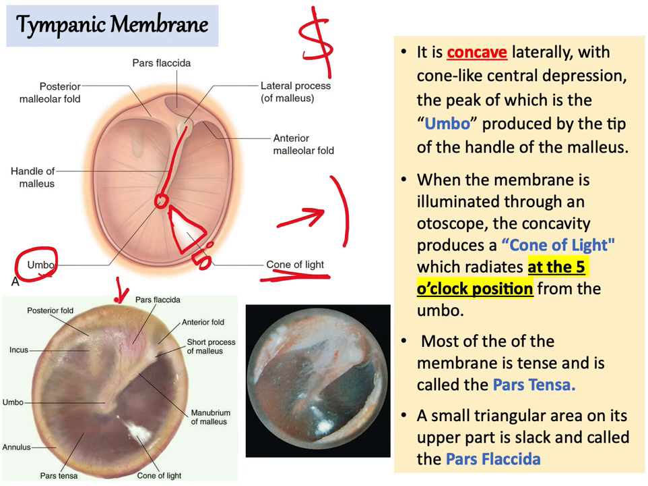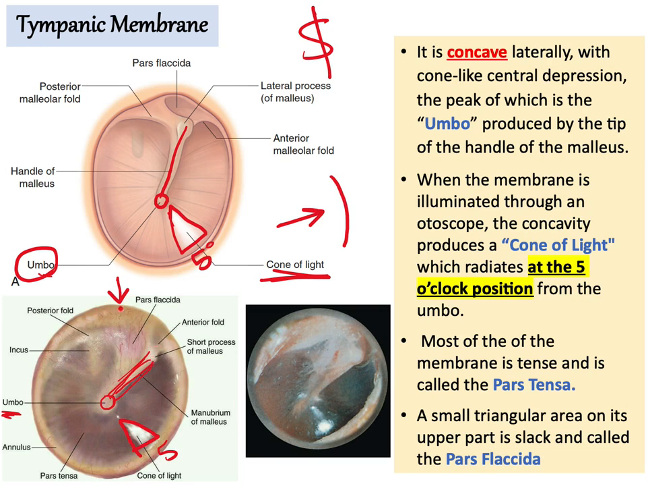Again, this is the real view in which this is the shadow of the malleus, and this is the top of the handle of the malleus, in which this is the deepest part. We call it the umbo, and you see here is the cone of light, which is at the 5 o'clock location.